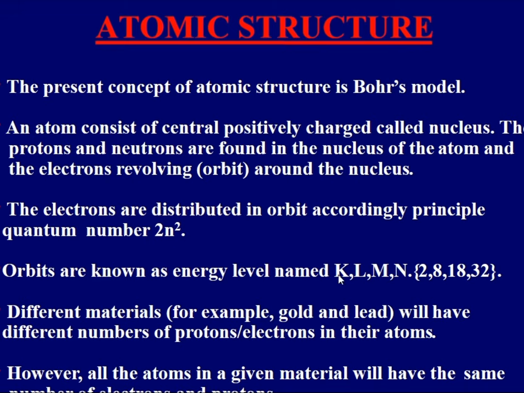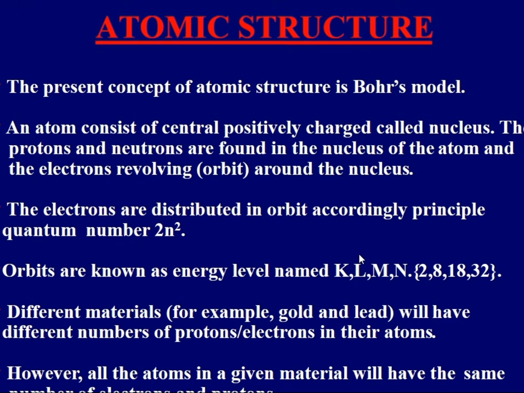So for K shell, n is 1. According to 2n square, how many electrons can be filled in K shell? 2 electrons, because when we put n equal to 1 in this formula, we get 2. So 2 electrons can be filled in K shell. Similarly, for L shell, how many electrons can be filled? For L shell, the principal quantum number is n equal to 2. So 2 square is 4, 4 into 2 is 8. So this is how electrons are filled in a particular orbit, according to their principal quantum number.